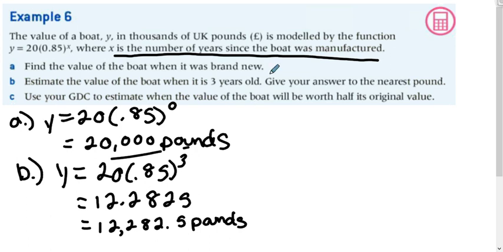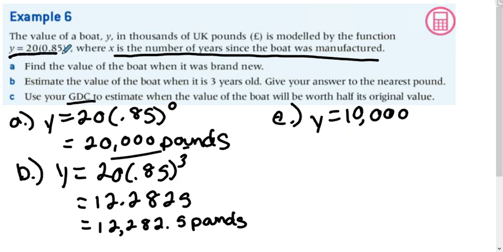And the last one, use your graphing calculator to estimate when the boat will be worth half its original value. So now we want to see when is it half its original value. So since it started out at 20,000 pounds, I need to figure out when is it half its value, 10,000 pounds. Now, since we haven't learned how to solve when our exponents are unknown, what we're going to do is put this into our calculator. So again, that's why it says use your graphing calculator, and we're going to find a point of intersection. So into my calculator, I'm going to put this equation, and I'm going to put this equation, and I'm going to intersect them.